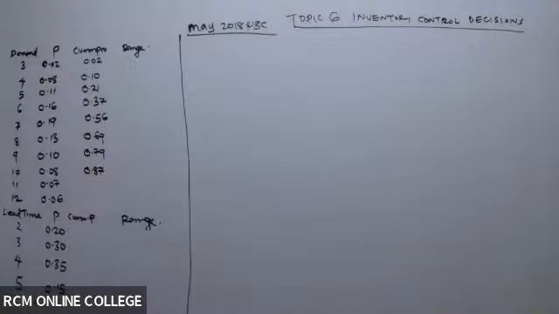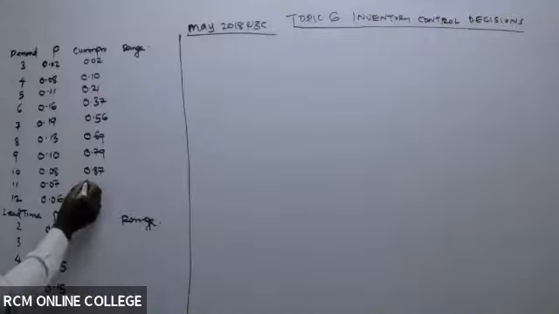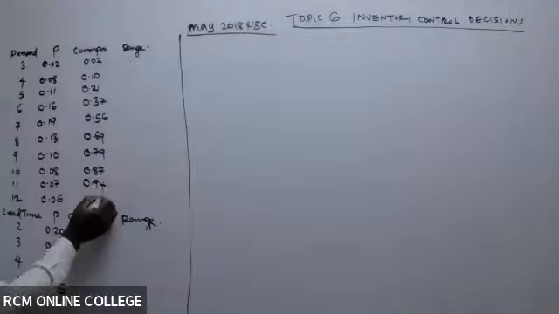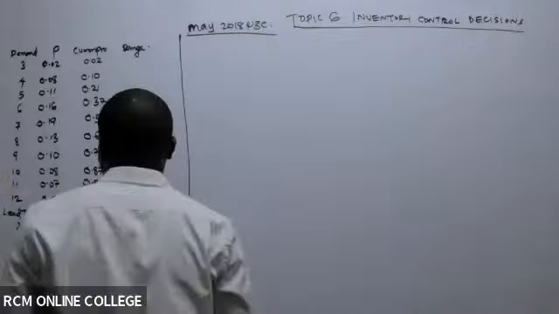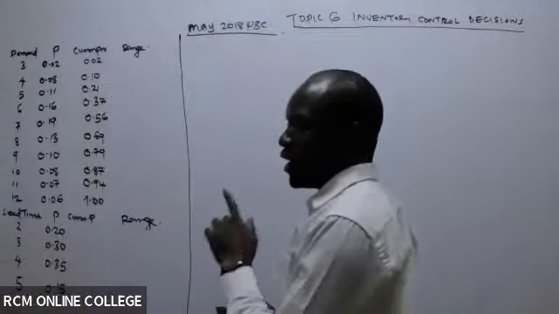0.87 plus 0.07 is 0.94. 0.94 plus 0.06, what are we getting? It should be 1.00. Good. Now, with that, we can actually get the range.